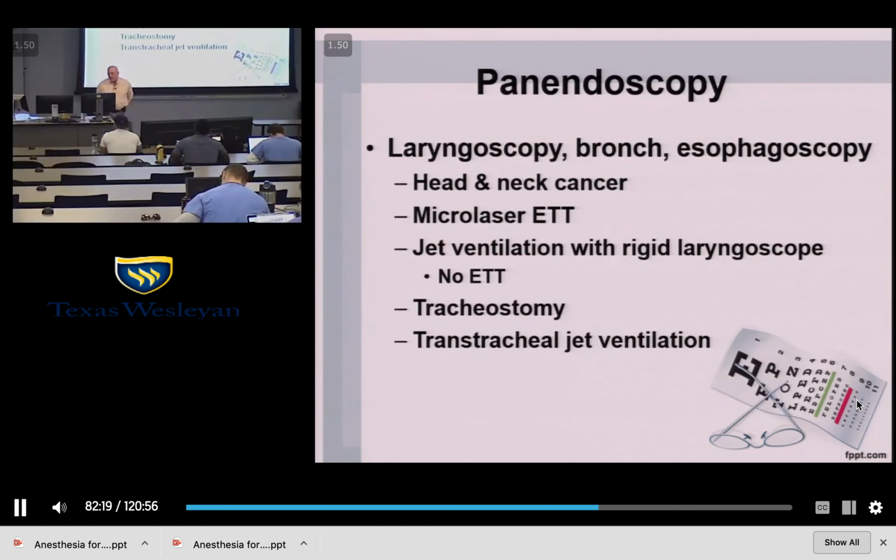But if you're doing jet ventilation with a rigid laryngoscope that the ENT doc is using, there's no way to get anesthetic gas in there. They don't have an intratracheal tube. There's no way to have any kind of anesthetic gas given. So what are you going to do? TIVA, okay? These patients may need a tracheostomy ahead of time.